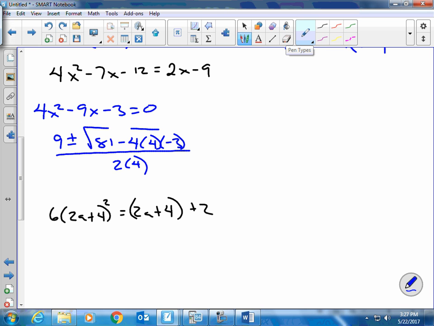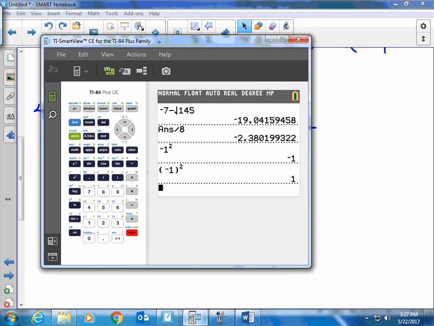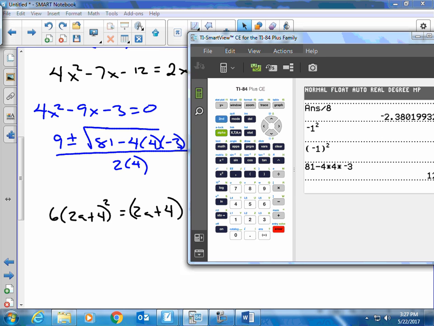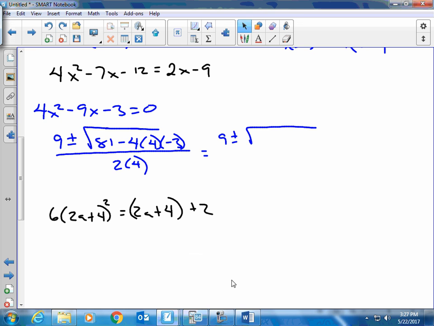Next step, let's reduce that mess inside. So I get 9 plus or minus the square root of 81. We can type it in the calculator. So I have 81 minus 4 times a negative 3. And I get 129. All over 8.